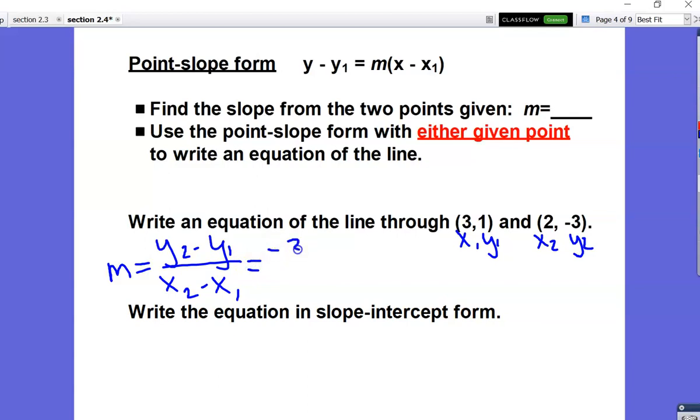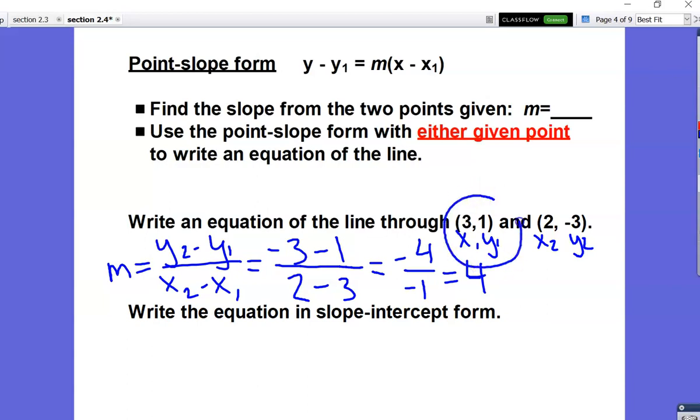So I'm going to substitute -3 and then -1. I'm going to substitute 2 in place of x2 and 3 in place of x1. And then we're going to simplify. So -3 minus 1 is -4, over -1, and we get a slope of 4. So now I'm going to substitute 4 in place of m, and you can pick either point, and for me, I like to just pick the point that I had originally called x1 and y1 because I think it's less confusing, and you're going to substitute these values in place of y1 and x1.